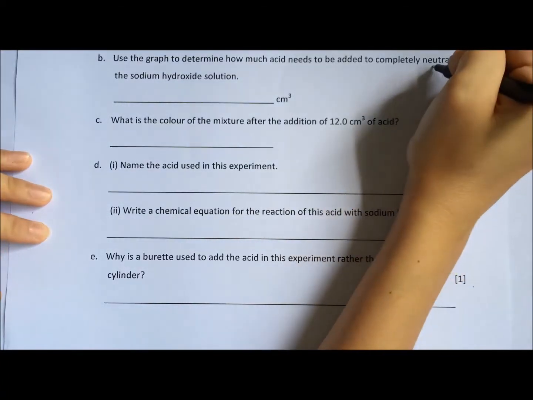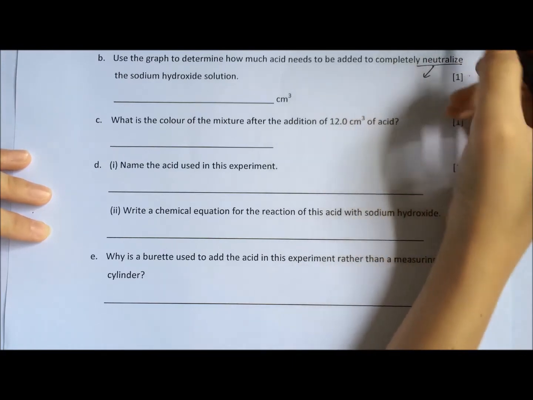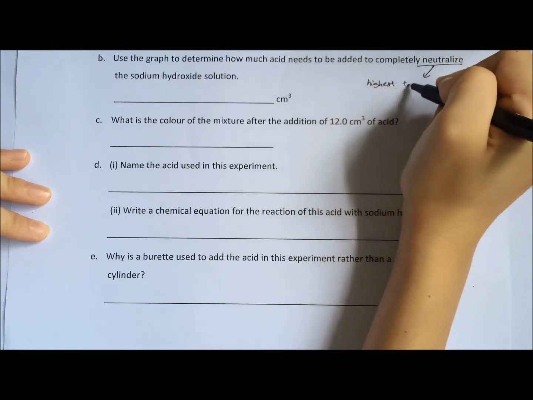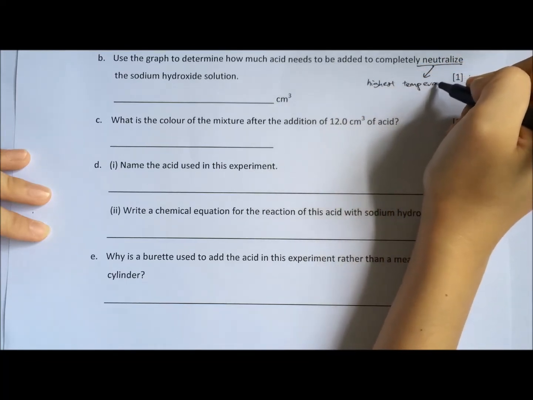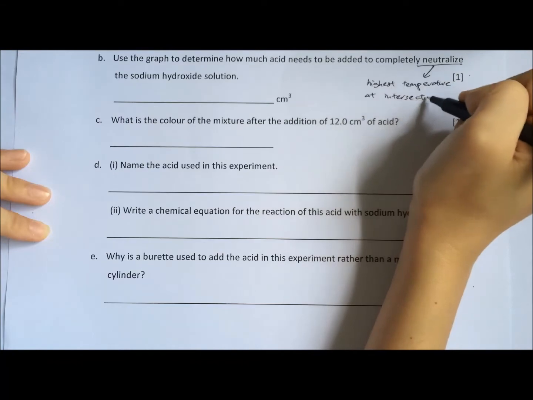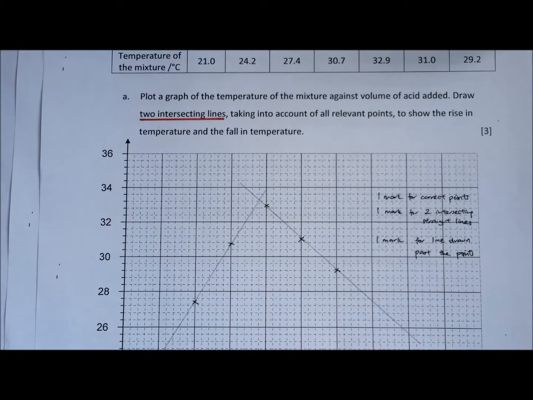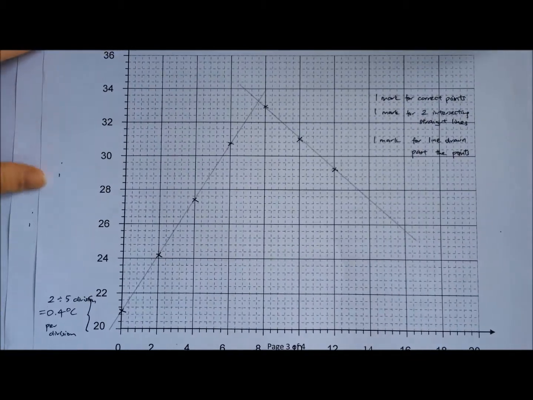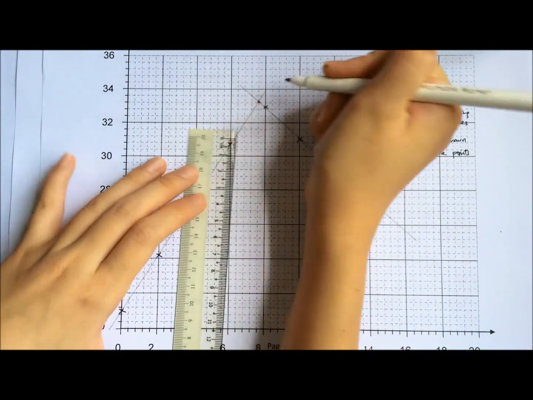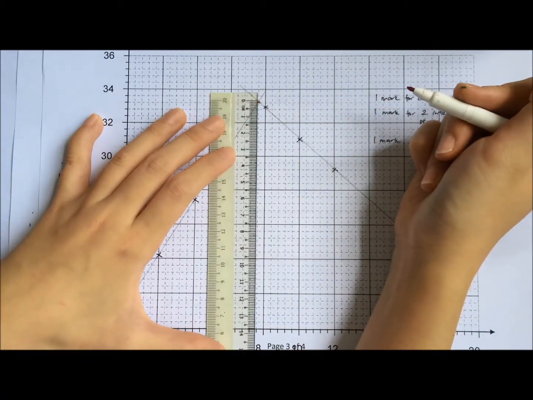Okay, so now we look at part B. It says use the graph to determine how much acid needs to completely neutralize. So neutralization takes place at the highest temperature of the graph that intersects. So if you look at the graph, the highest point where it intersects is somewhere at this point. So you need to use the graph. When they say use the graph, you need to draw it into the graph.